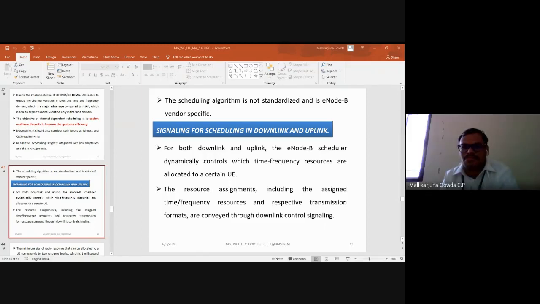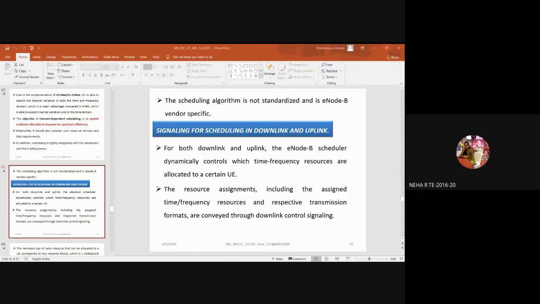Yes, what about Neha? Would you understand the importance of channel sounding, BSR, then scheduling and resource allocation?